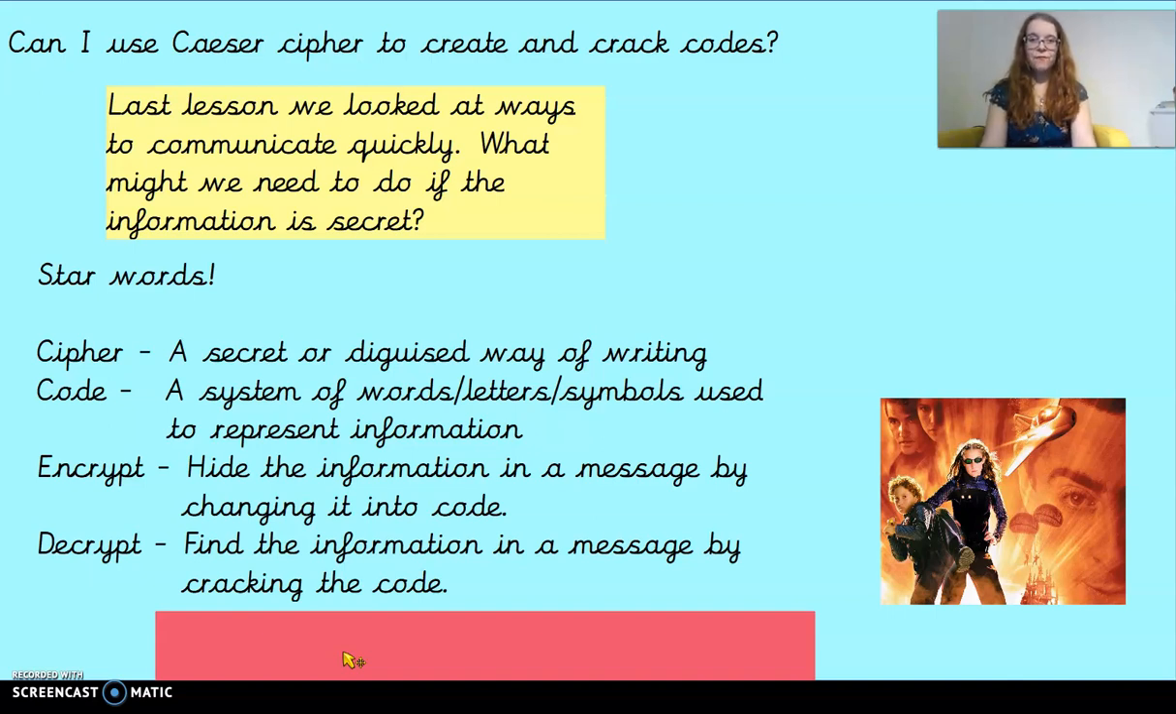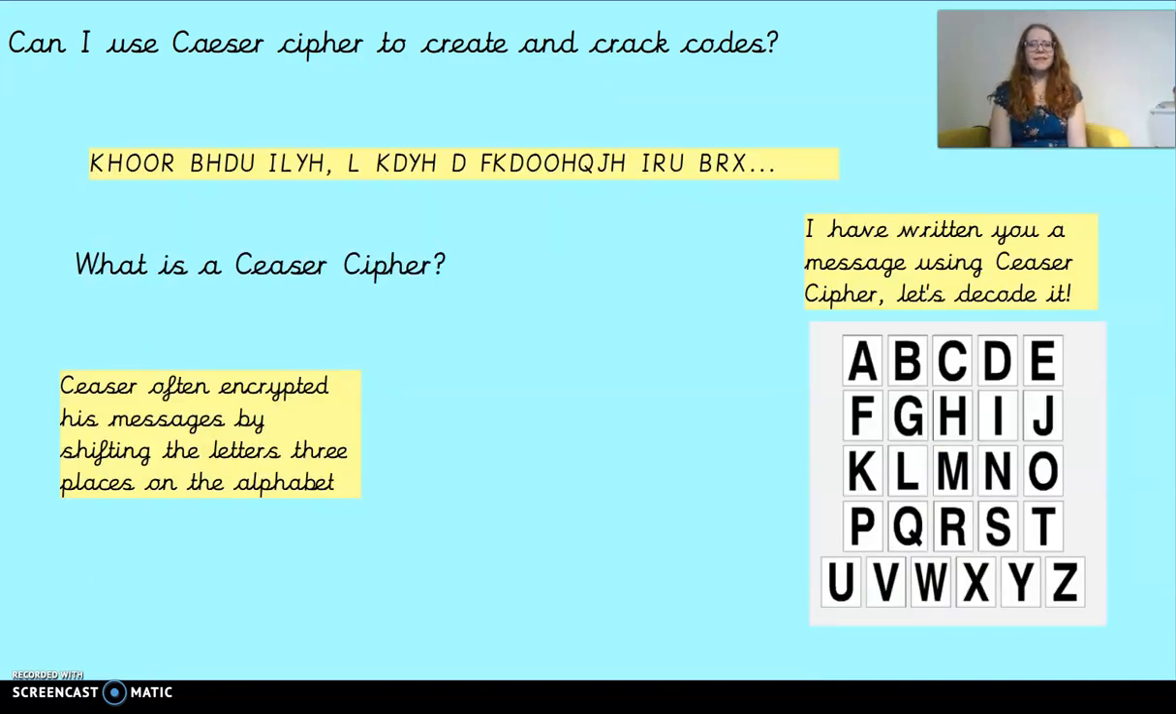Let's have a look at the first thing, which is a Caesar cipher. Now, what is a Caesar cipher? I've written you a message here, and you've got no idea what it says, because it's in a cipher. Now, Caesar, the notorious Julius Caesar, used to have to send lots of secret messages, and what he decided to do was translate his messages into a cipher by shifting the letters 3 places on the alphabet. So that's exactly what I've done as well. So I'm going to show you how I would decrypt this message.